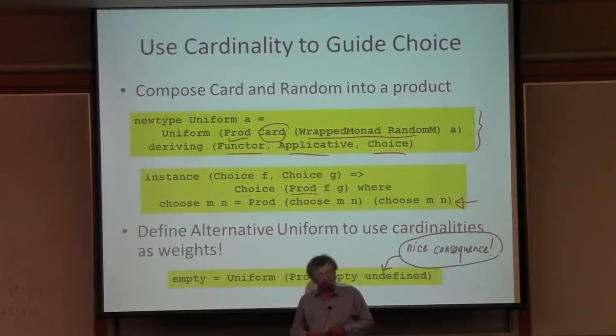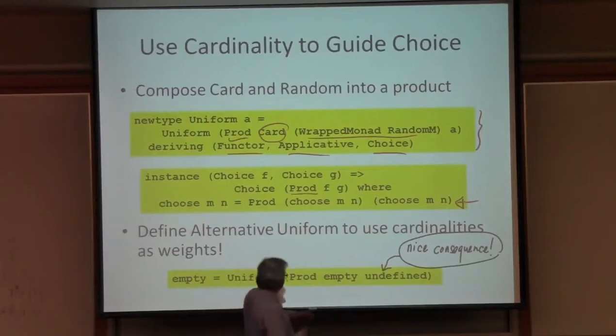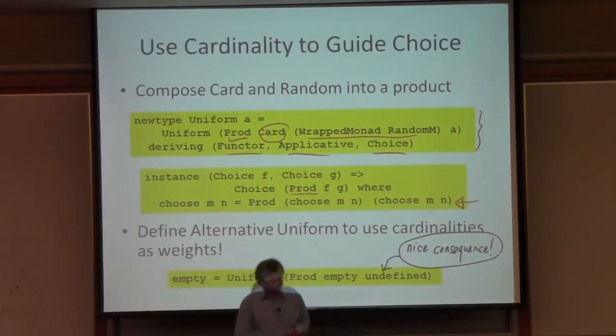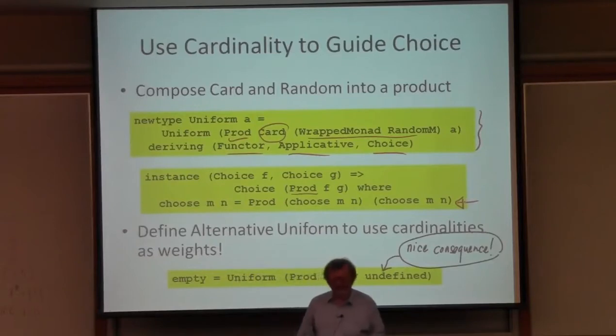And a very nice consequence is that I can also define empty in a sensible way. Okay, recall there was no sensible way to define empty for the random monad, but there is for the cardinality analysis. So let me just define empty in this combination to use the empty from the cardinality analysis. Why is this nice? Why isn't this going to break? Because the only interesting thing about empty is how it combines with a choice. So now we know that empty has a cardinality of 0, and that means that the choice will not choose it. So fine, we will never hit that undefined.